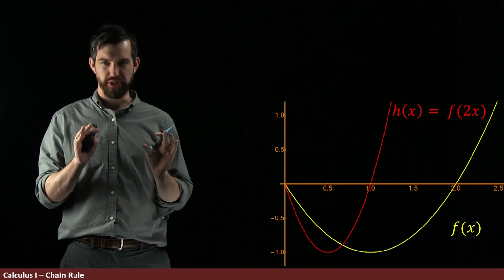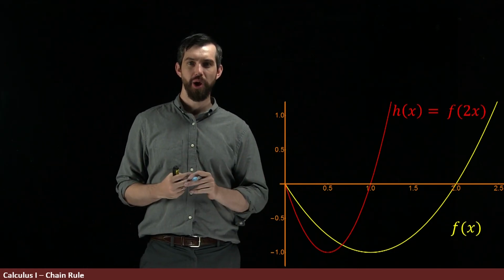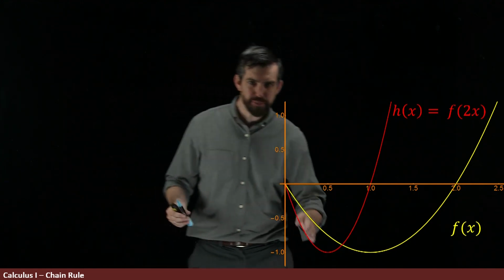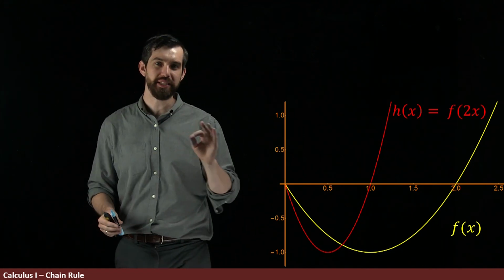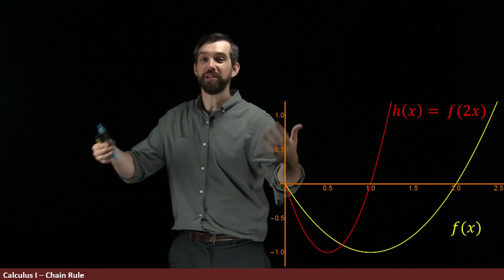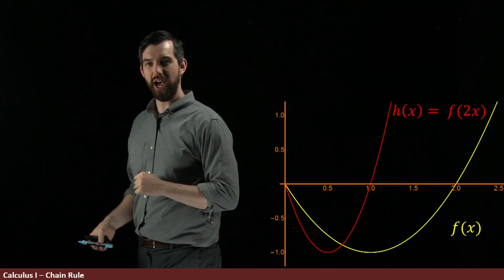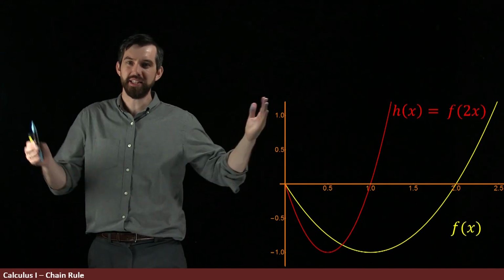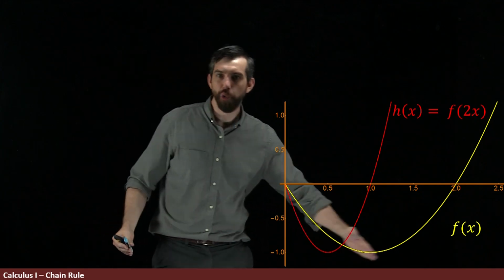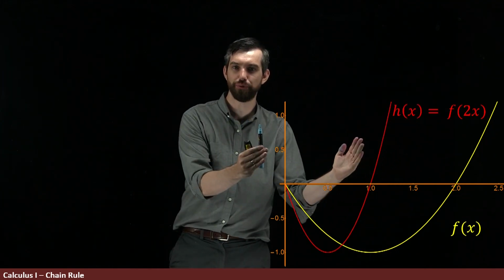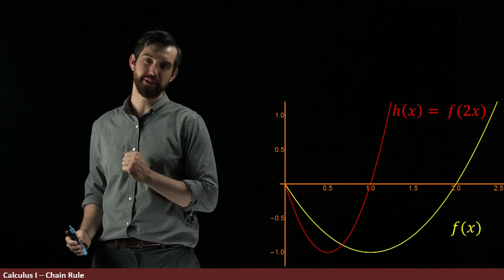I want to try to illustrate to you a little bit of how the chain rule works graphically. What I have is two functions. The first is this parabola f of x. And the second is going to be this function h of x that's a composition. It's f of 2x. And what taking f of 2x does is it horizontally compresses the function f of x. So this sort of wider bottom parabola gets compressed down into this narrower parabola f of 2x.